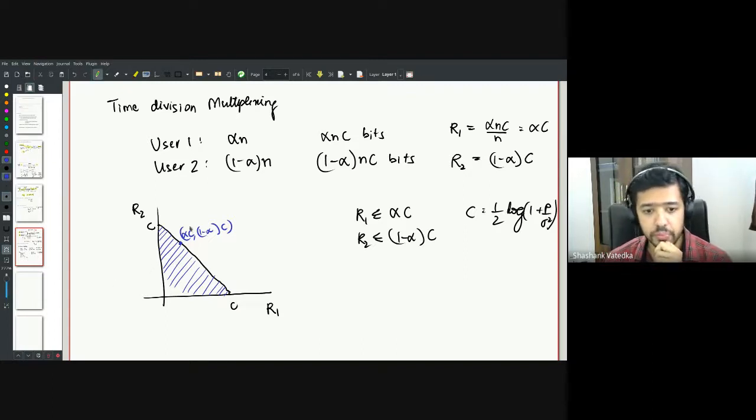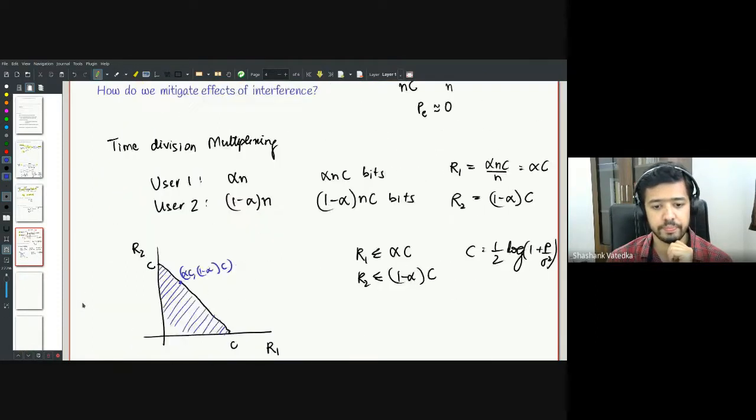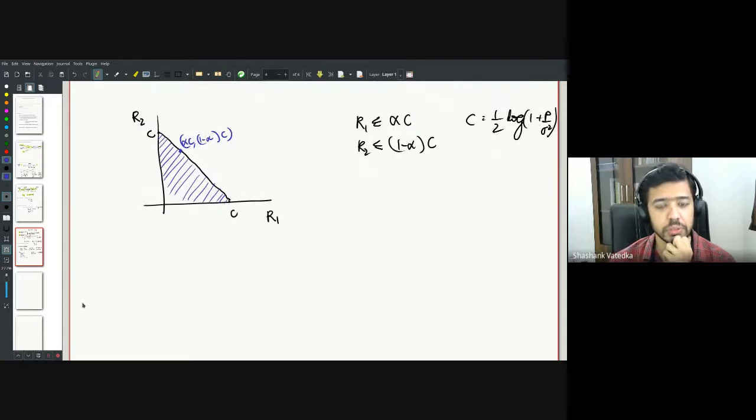Okay. So this is what we would get with just time division multiplexing. Now, obviously, the question is, can we do better? And it turns out that in fact we can.